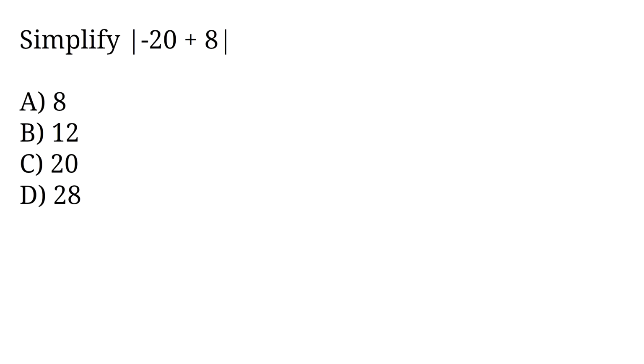Simplify the absolute value of negative 20 plus 8. A, 8. B, 12. C, 20. D, 28. Okay, simplify the absolute value of the expression negative 20 plus 8. First, evaluate the expression inside the absolute value. Negative 20 plus 8 equals negative 12. Now take the absolute value of negative 12. The absolute value of either a negative number or a positive number is positive. The absolute value of negative 12 is therefore 12. Hence, the correct answer is option B, 12.